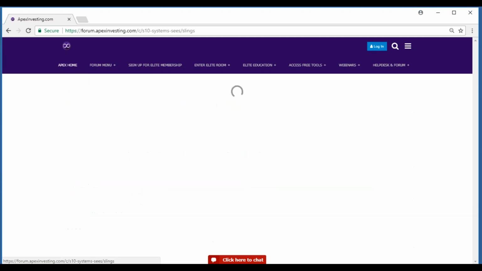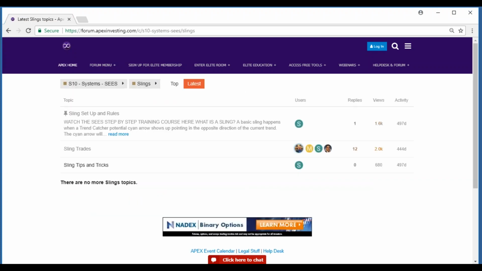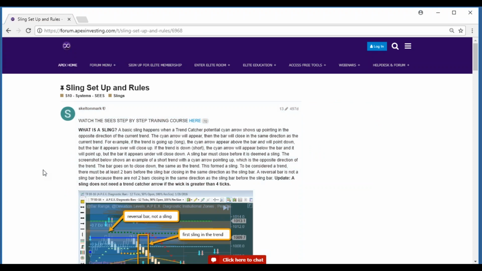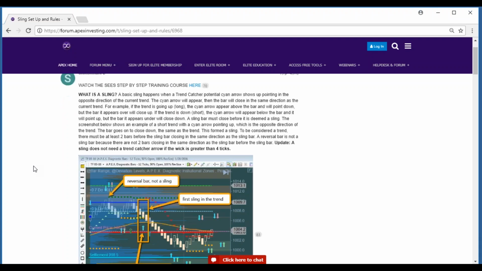So let's jump in. Let's talk about slings. Sling setups and rules. What is a sling? Well, it's a slingshot. All right, we call it a slingshot trade. Sling or slingshot. A basic sling happens when a trend catcher potential cyan arrow.